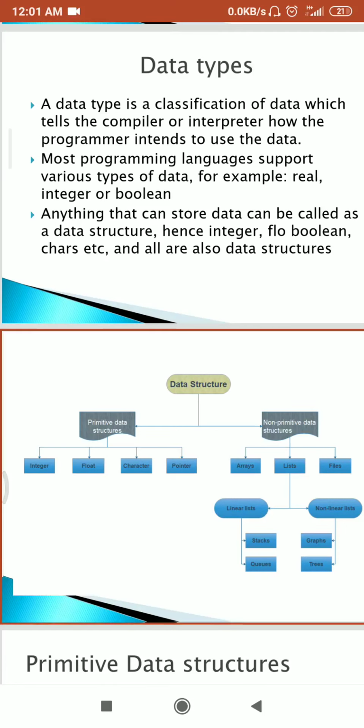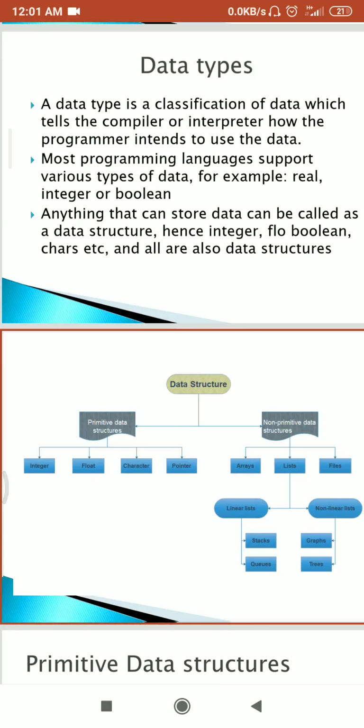Okay, next, most programming languages support various types of data. Almost all of what we have used, such as integer, float, boolean and character, are used by many programming languages. And third, anything that can store data can be called a data structure. We know that a data structure is a container that holds different kinds of data.